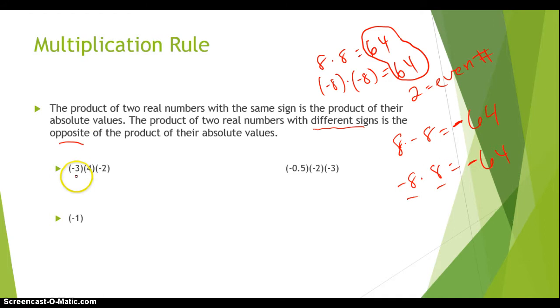So let's look at some of the examples we have here. First thing I notice, let's look at number 1 here: negative 3 times 4 times negative 2. I notice that there's an even number of negative signs, one right here and one right here. So even though we have 3 real numbers, we have 2 numbers that are negative, so we know those 2 negatives are going to make a positive. So we can just do order of operations from left to right. We get negative 12 times negative 2, which is a positive 24.